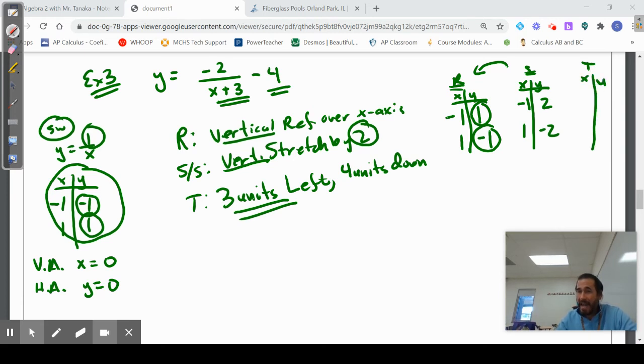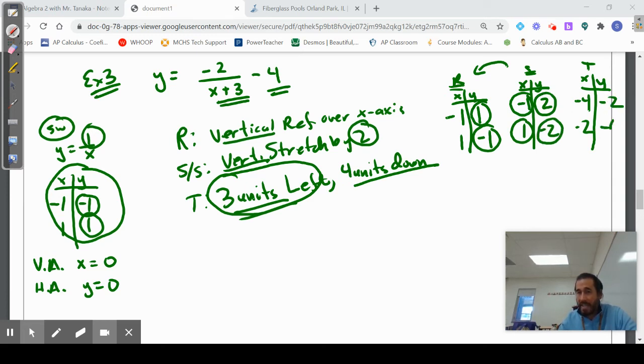And we're going to take my x's and we're going to go 3 left, which means -3. So -1 minus 3 is -4. 1 minus 3 is -2. And then 4 units down, 2 minus 4 is -2. -2 minus 4 is -6. So those are my brand new points. Those are the 2 points I'm going to graph.